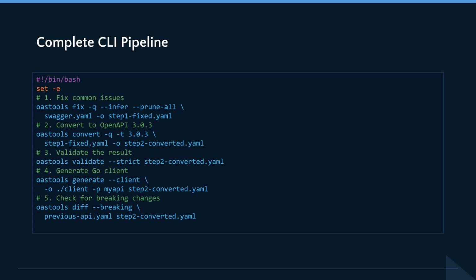Complete CLI pipeline. Here's a complete pipeline that demonstrates the power of chaining CLI commands. We start with a Swagger 2.0 spec. Fix common issues and prune unused schemas. Convert it to OpenAPI 3.0.3. Validate the results strictly. Generate a Go client. And check for breaking changes against the previous version. Because every command uses exit codes, the set -e at the top means the script stops on the first failure. This entire pipeline could be a single CI/CD step. You could also write this as a one-liner using pipes, but the step-by-step version is more readable and lets you inspect intermediate results.